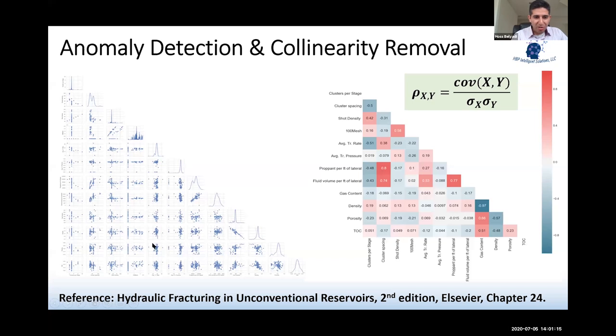This pair plot simply shows you, if you plot different input features against one another, which of the input features have outliers or anomalous points. You can identify those from a pair plot, or you can just zoom in and do a simple scatter plot. But very important: anomaly detection and collinear removal are two of the main steps when you use a machine learning model, okay? So now the last step.